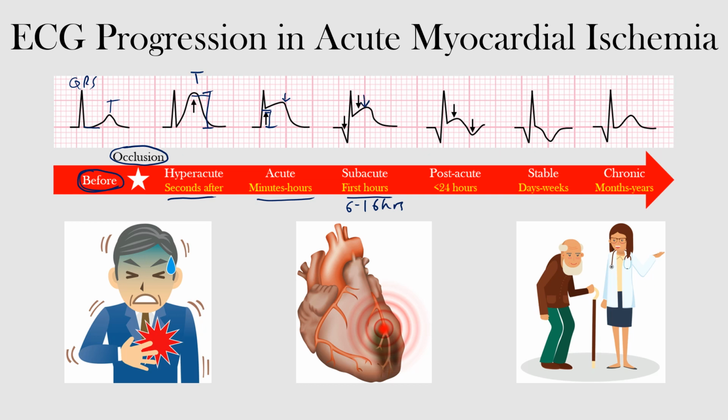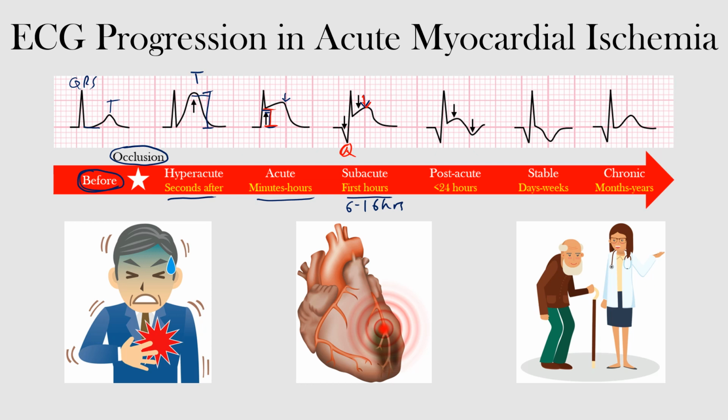Okay, so we went from elevated, and now it's coming back down, and imagine as it's coming back down, we're starting to see changes in our QRS complex, where these Q waves are developing. Notice that's going on here. So this is that subacute phase.